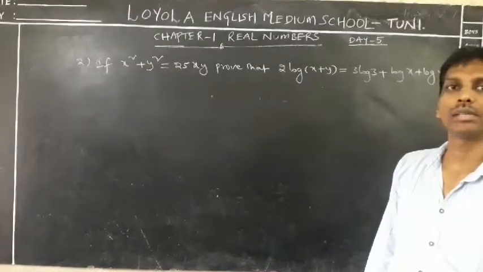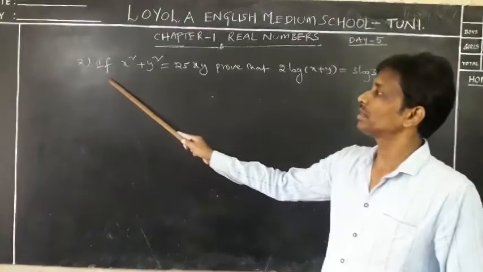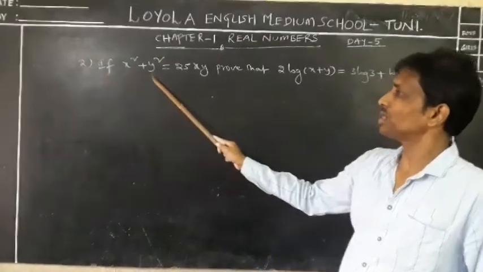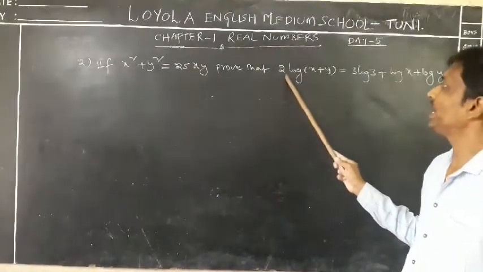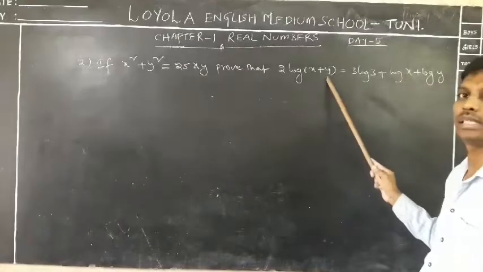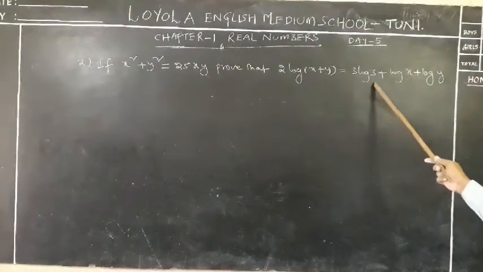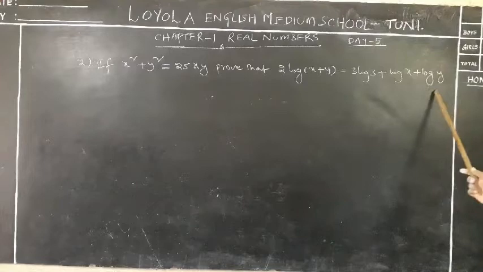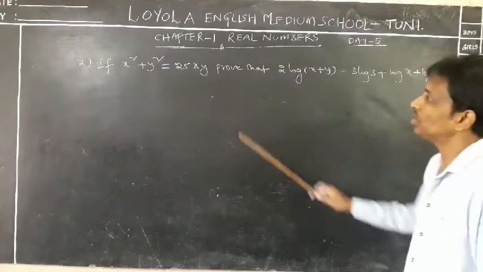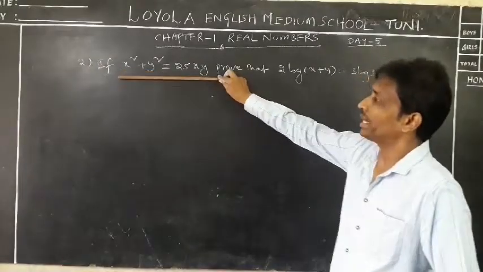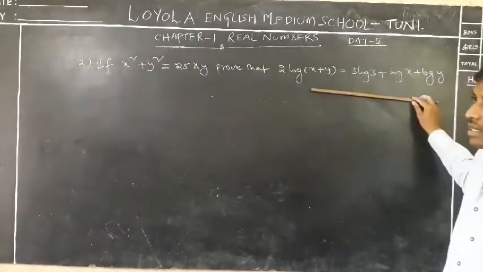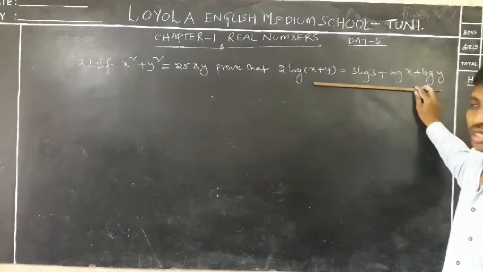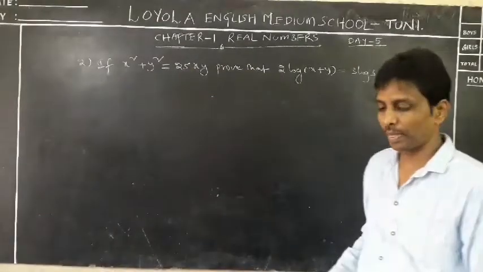Okay, dear students. Let us go through the second problem. That is, if x square plus y square is equal to 25xy, prove that 2 times log of (x plus y) is equal to 3 log 3 plus log x plus log y. So we take this condition and we will move towards this condition. So this will be the conclusion. This is the hypothesis.